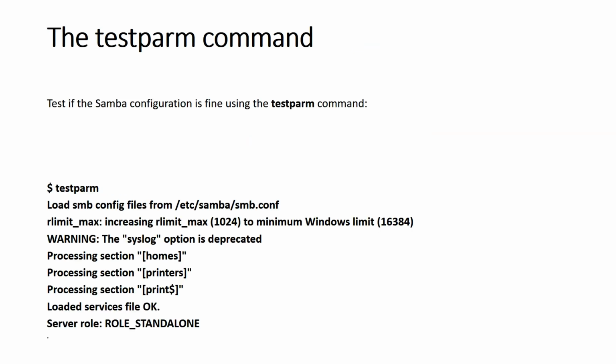The testparm command. Test if the Samba configuration is fine using the testparm command. The testparm command checks the integrity of the configuration file smb.conf. And we can see that everything seems to be okay here. Particularly, just look at the homes section. This is where we made changes.